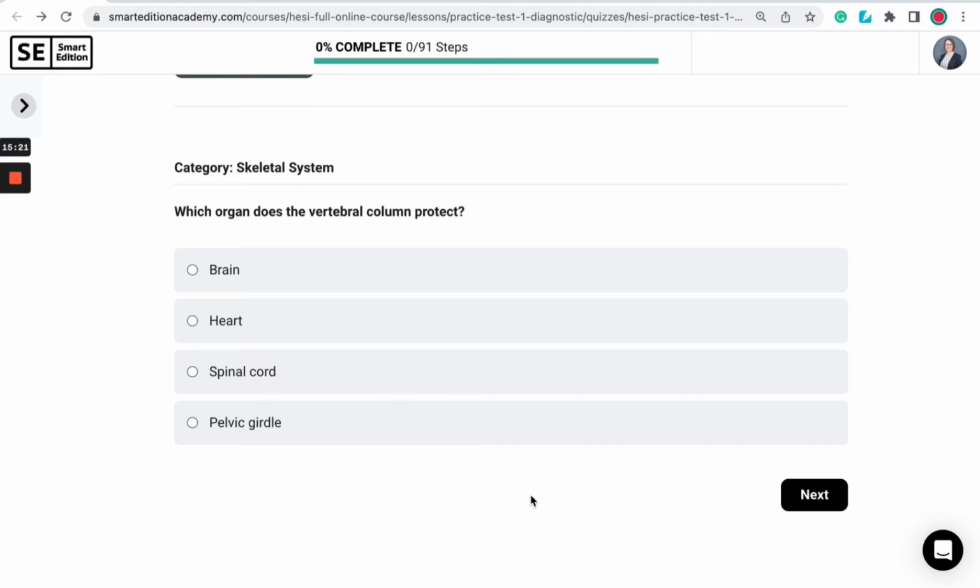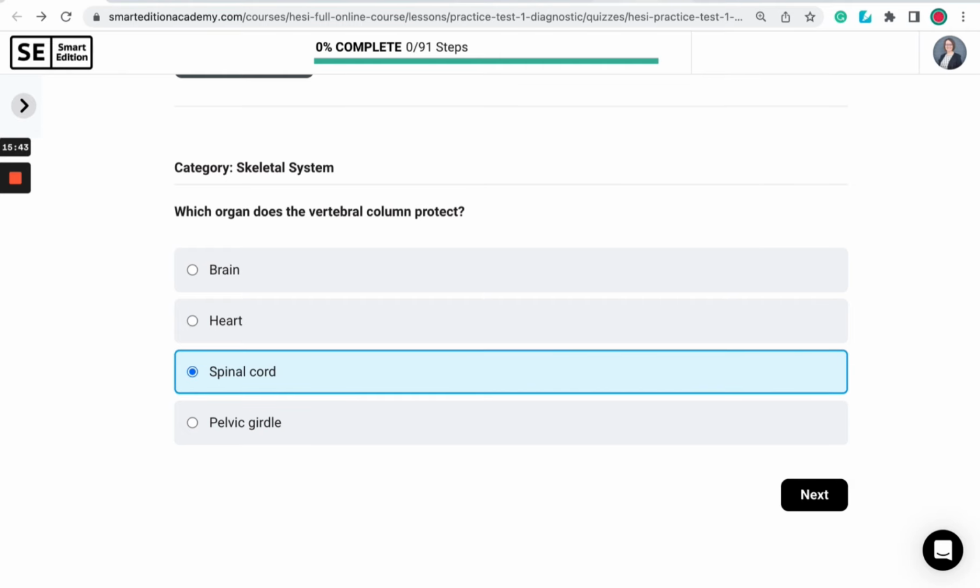Which organ does the vertebral column protect? Is it the brain, the heart, the spinal cord, or the pelvic girdle? So the correct answer here is the spinal cord.